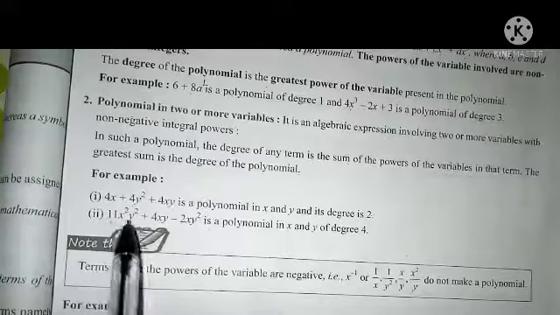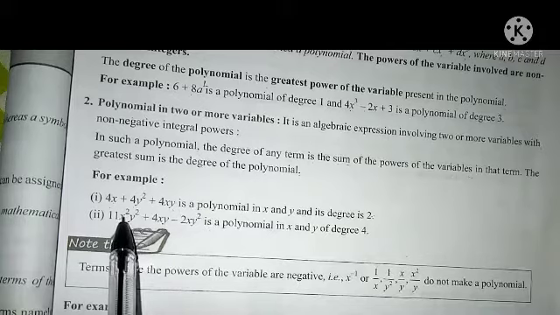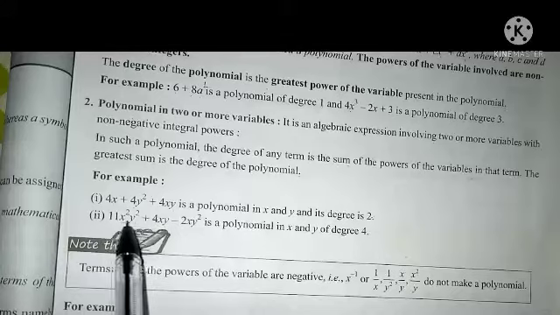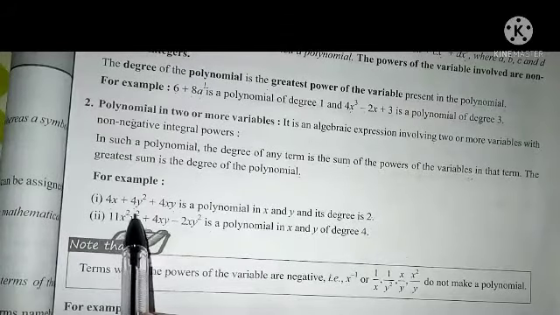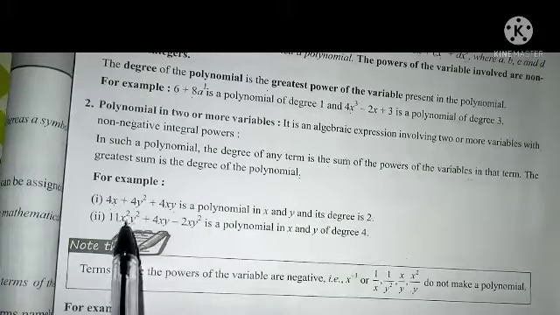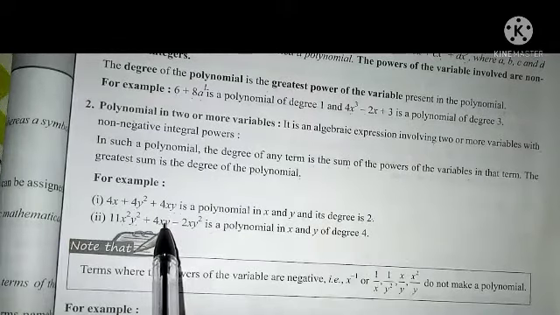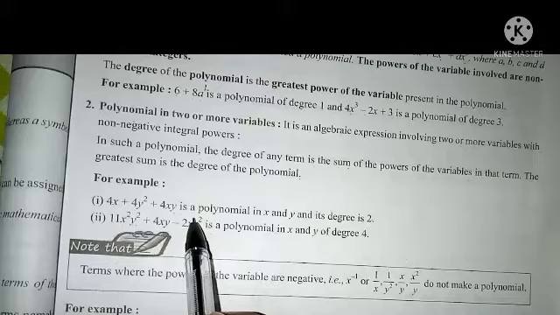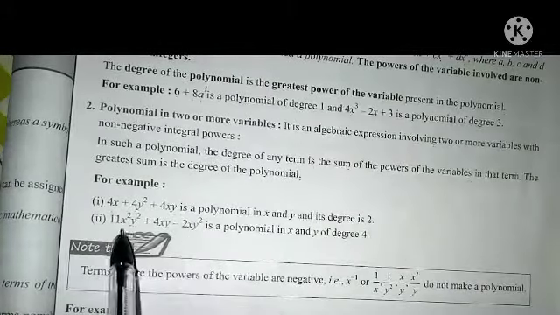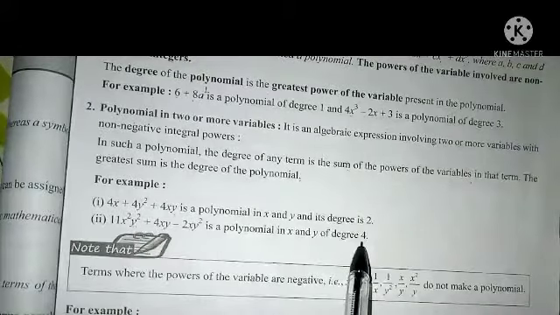Then your second example is 11x square y square. See, x square and y square: the power of x is 2 and the power of y is also 2. Now x and y are two independent variables, so you have to sum up 2 plus 2, which is 4. That means the power of this whole term is 4. Now 4xy: the power of x is 1, y is 1, 1 plus 1 is 2. In the next term, the power of y is 2 and the power of x is 1, which makes 3. That means here 4, here 2, here 3. Now we know this 4 is the maximum. So for this polynomial the degree is 4.